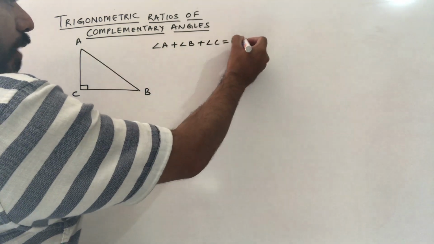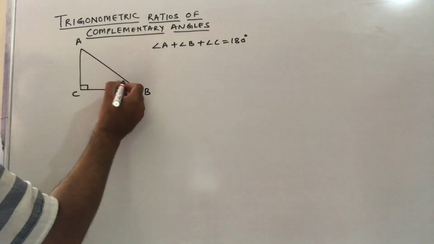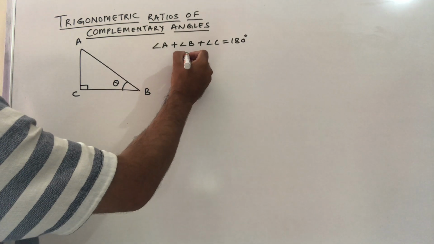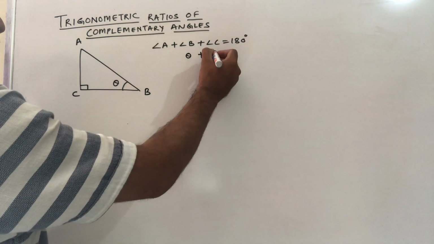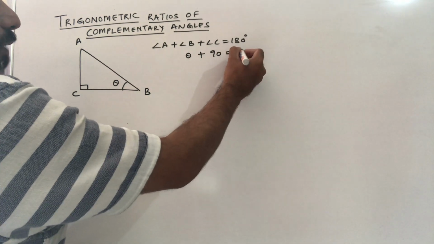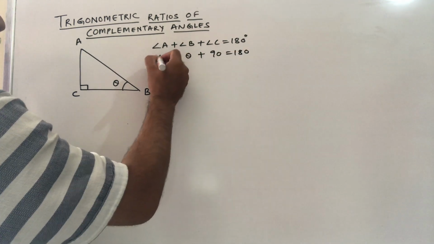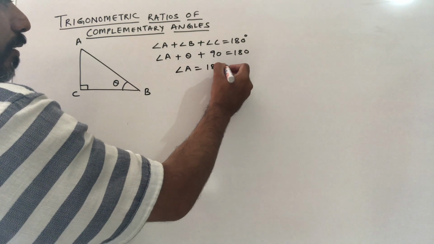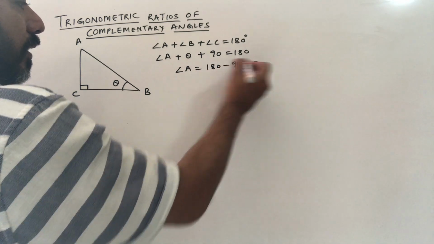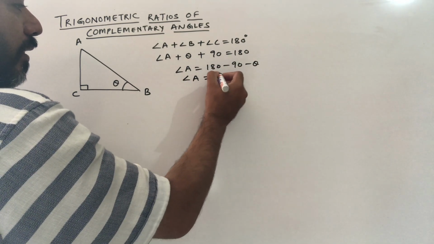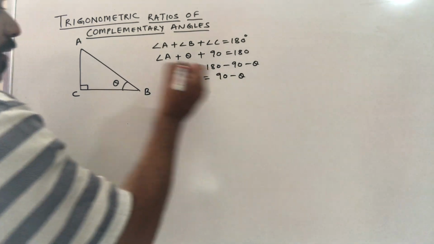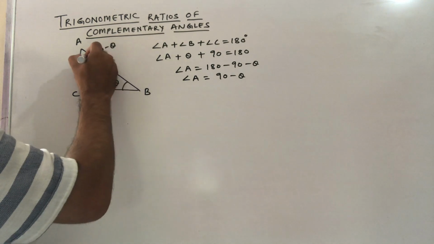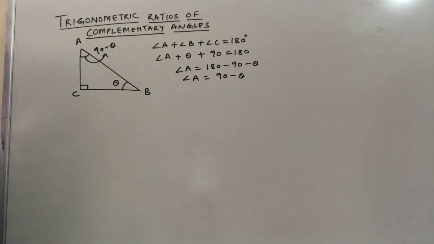Now you know that the sum of all the angles, that is angle A plus angle B plus angle C, is how much? 180 degrees. Suppose angle B I have taken theta. So in place of angle B, I will write theta. Angle C is 90 degrees, equal to 180 degrees. Angle A as it is. So from this, what is the value of angle A? 180 minus 90 minus theta. That means angle A is 90 minus theta. So this angle is how much? 90 minus theta.